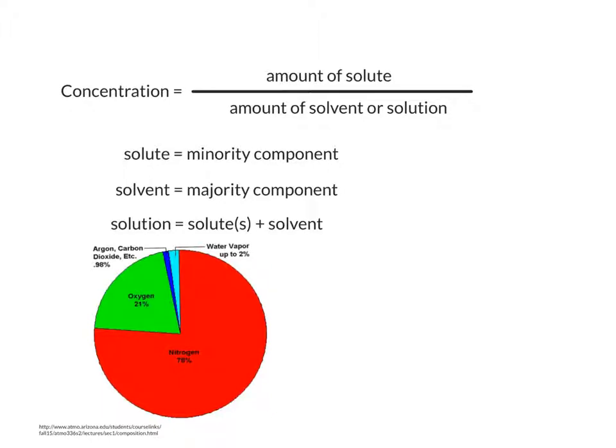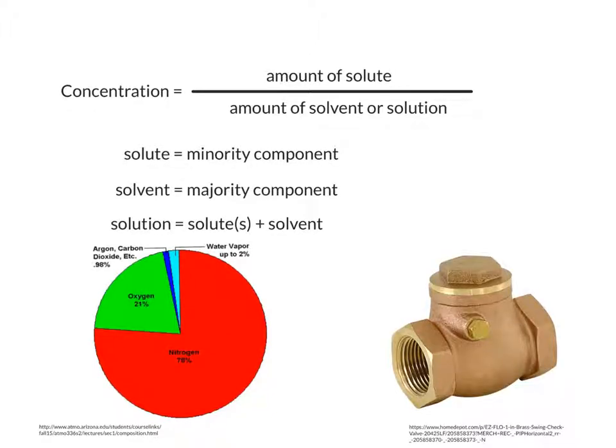Another example would be a solid-state solution, and that would be a chunk of brass. So brass is an alloy, a mixture of two different metals. In common brass, the solvent is copper. It's 63% copper. The solute is zinc. It's 37% zinc.